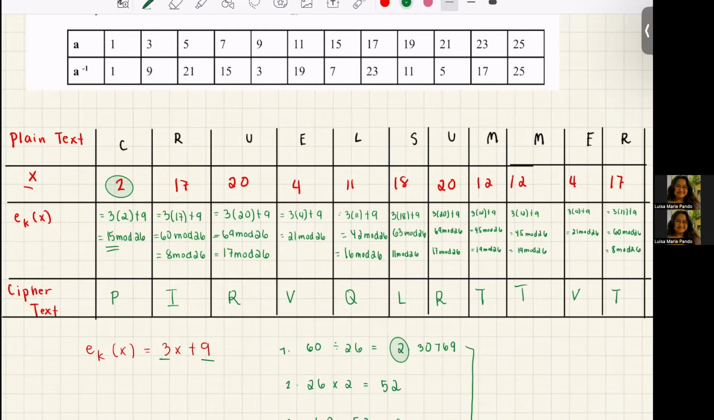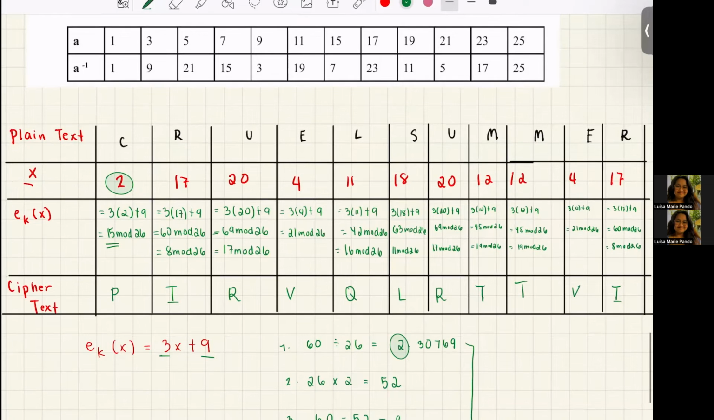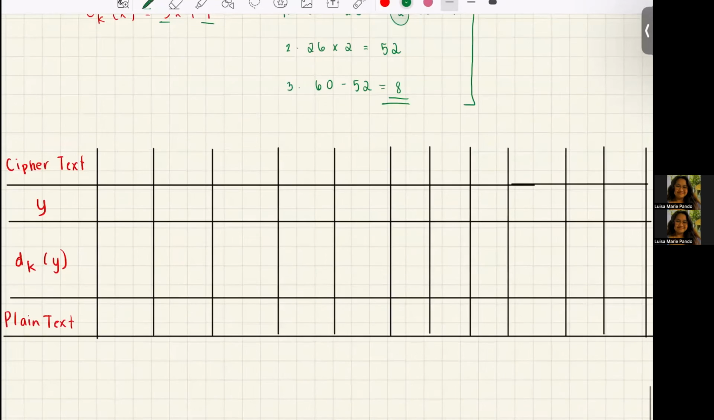So, ang ating magiging encrypted text or ang ating cipher text is magiging P, I, R, V, Q, L, R, T, T, V, I. So, from dating cruel summer, naging PIRVQLRTTVI. So, ganun yung ating encryption. Let us move forward to how to decrypt it naman.